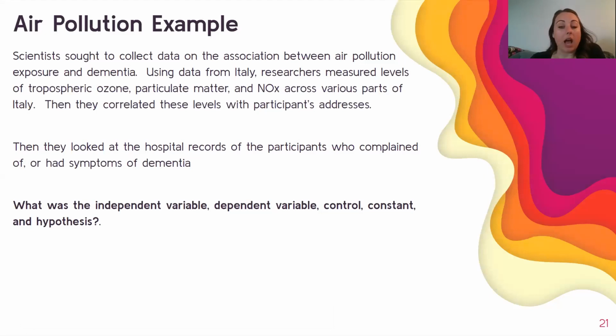If you're looking at the viewing guide, I did link the article that I got this one from, so you can go back and look at the data that contributed to this. So in this example, scientists sought to collect data on the association between air pollution exposure and dementia. Using data from Italy, researchers measured levels of tropospheric ozone, particulate matter, and NOx, NO2, or NO, across various parts of Italy. Then they correlated these levels with participants' addresses.